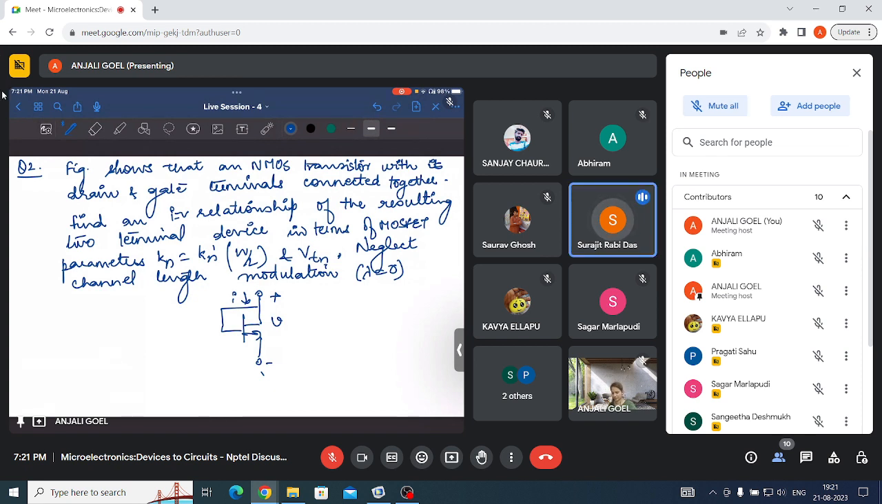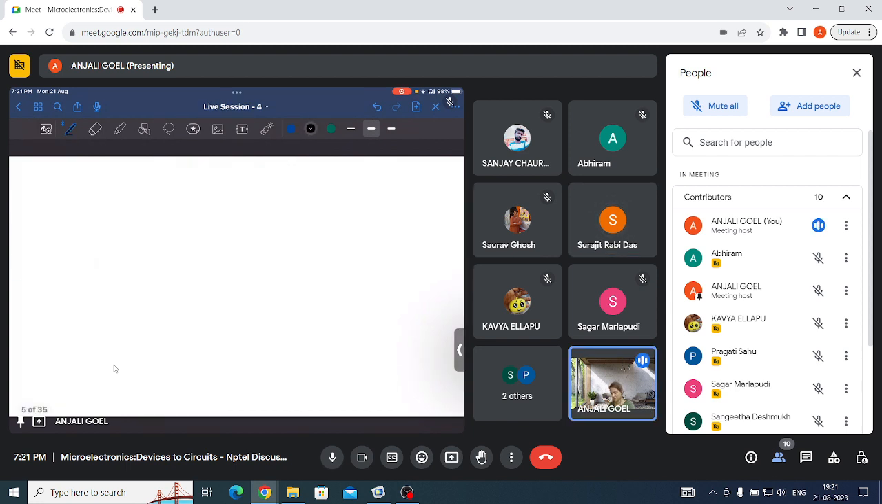I equals Kn into (V minus Vt) whole square, divided by 2. Kn by 2 actually. So this is just the equation of saturation.